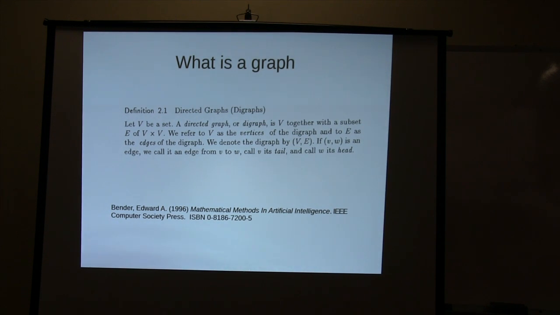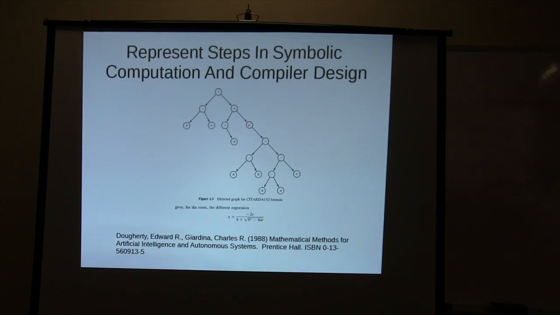But we basically say: let V be a set. A directed graph or diagram is V together with a subset E of V cross V. We refer to V as the vertices of the diagram and E as the edges of the diagram, and we denote the diagram (V, E). If (v, w) is an edge, we call it an edge with v its tail and w its head. That's from Mathematical Methods in Artificial Intelligence. It's right down at the bottom. What the heck does all that mean, right?